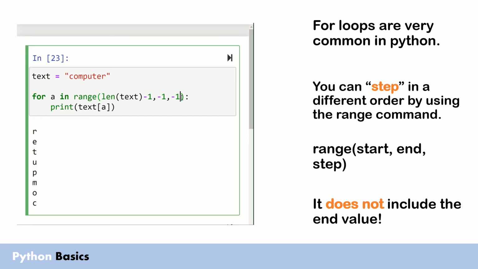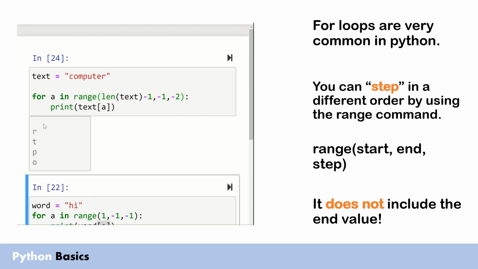If I want to go over every second letter backwards, I can go -2 there, and you see that gives me a different output there. So hopefully that's given you a little bit of an insight of how we can use the range command in a for loop.